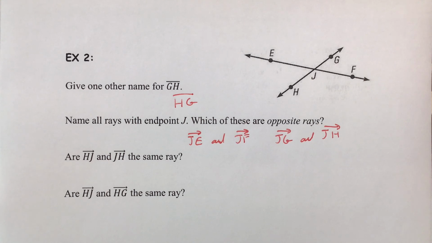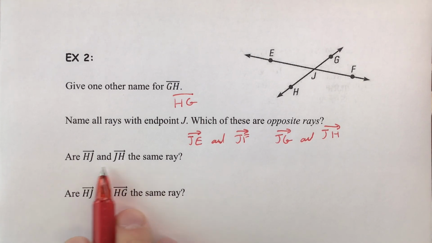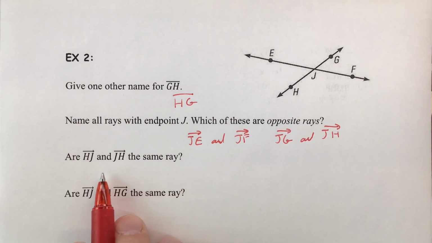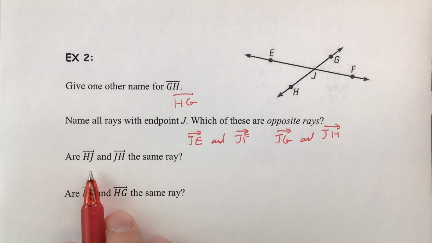Third question, are HJ and JH the same ray? You should be able to answer that question, whether or not they are the same ray, without even looking at the picture, because when you write the name of the rays, you have to start with the endpoints, and then the second letter gives you the direction that you're going to go in.